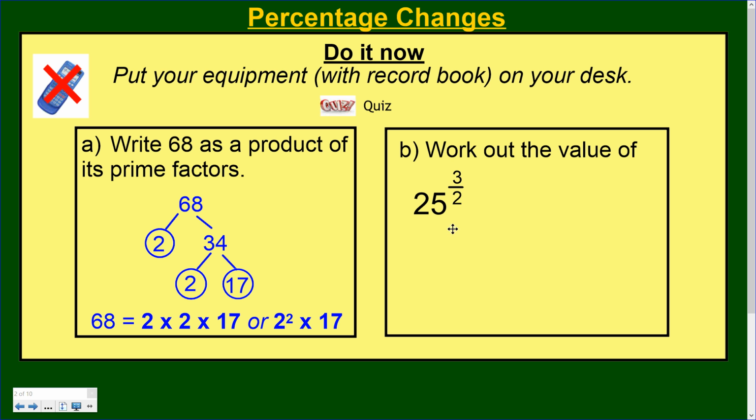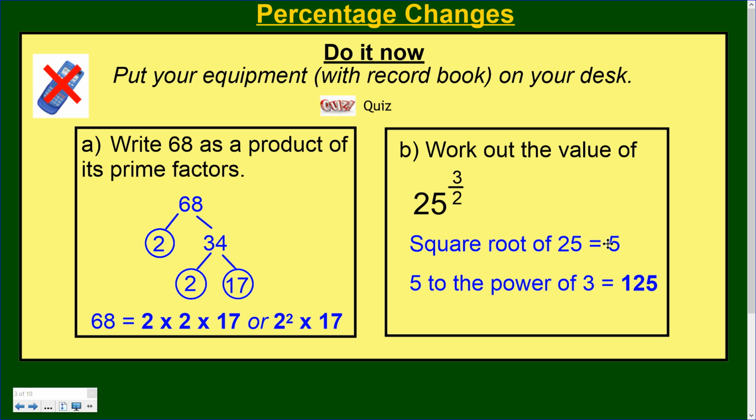The second question there, question B, the value of 25 to the power of 3 over 2. This follows on very closely, obviously, from what we were doing yesterday. So we've got two parts on this power. We've got the denominator of 2, which means we need to find the square root of 25. And then the 3 is the numerator, so we then take that answer to the third power, or cube it. So the square root of 25 is 5, and then 5 to the power of 3 gives you 125. 5 times 5 times 5 gives you 125, so that's your answer there.